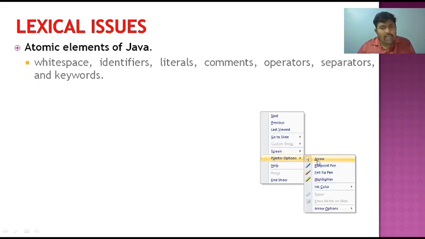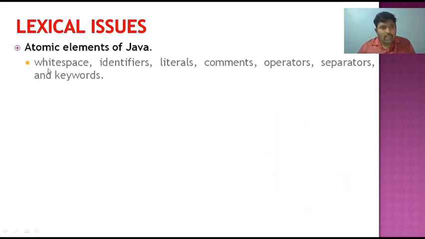It may be 1,000 lines or 10,000 lines of program also. You should compose it of these things only. So we have white spaces, identifiers, literals, comments, operators, separators, and keywords. By using these only, we need to write any Java program.